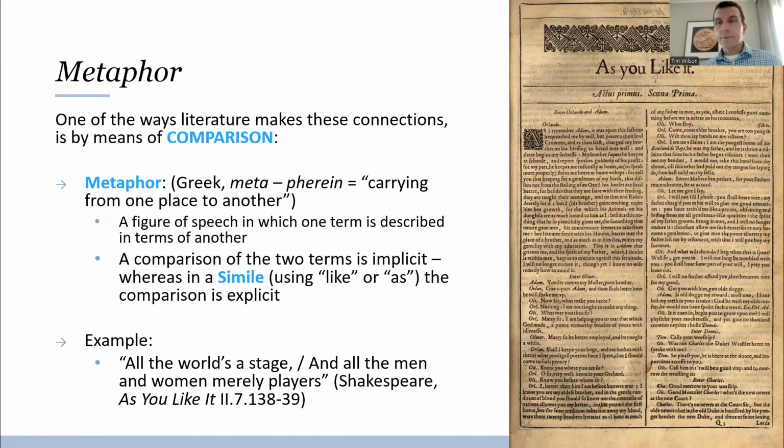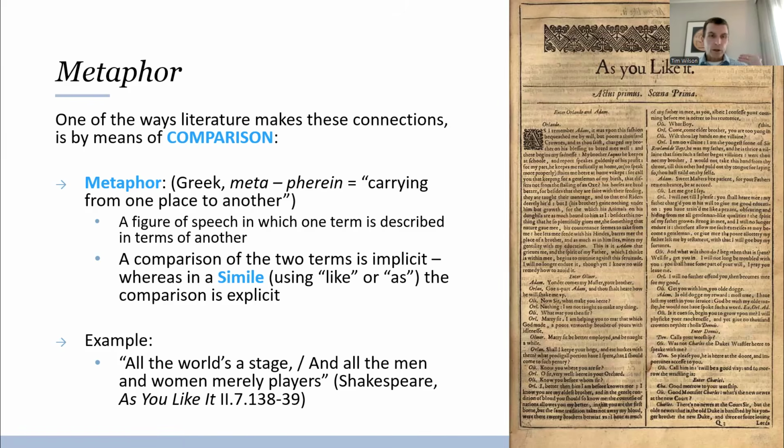Metaphor and simile. Metaphor comes from the Greek metapherein. Meta is across or over, and pherein is carrying. So it's literally carrying from one place to another. A metaphor is carrying this image and bringing it over, the rose over to love, and saying, here, they're similar. It's a figure of speech in which one term is described in terms of another. As I mentioned, simile is where the same comparison happens with like or as.